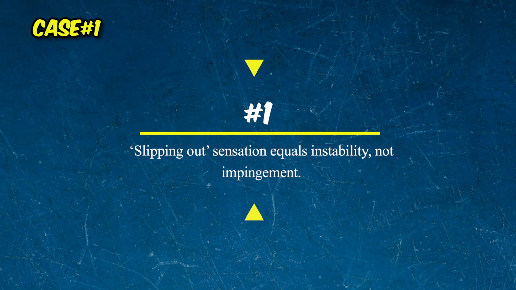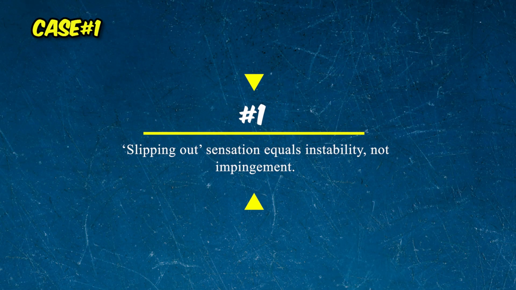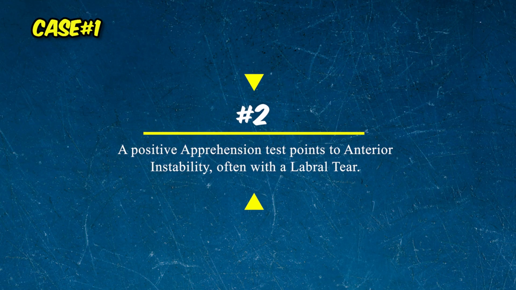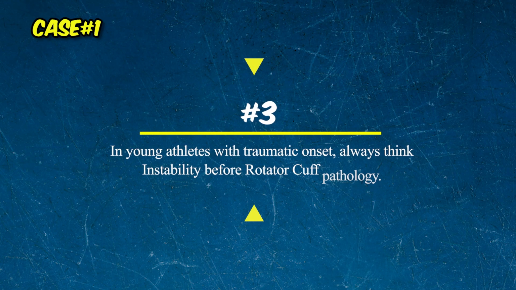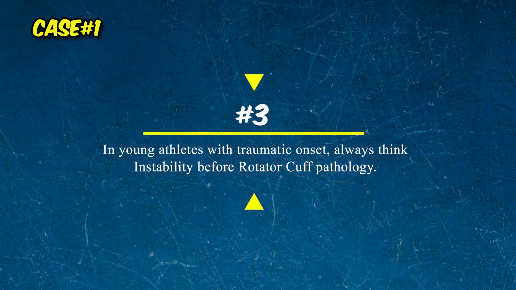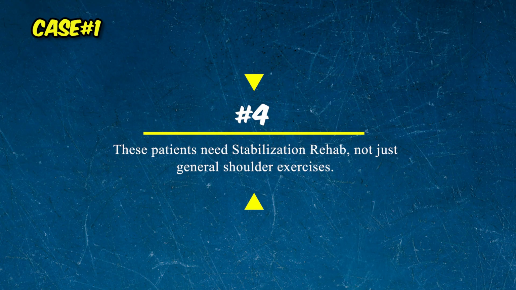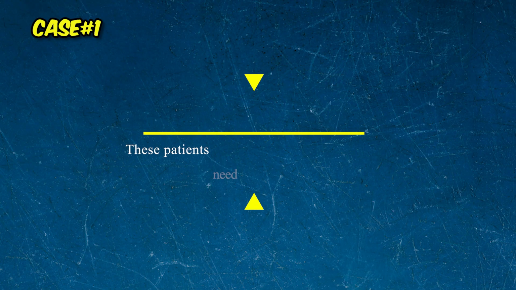So, here is your takeaway. Number one, slipping out sensation equals instability, not impingement. Number two, a positive apprehension test points towards anterior instability, often with a labral tear. Number three, in young athletes with traumatic onset, always think instability before cuff pathology. And number four, these patients need stabilization rehab, not just general shoulder exercises.